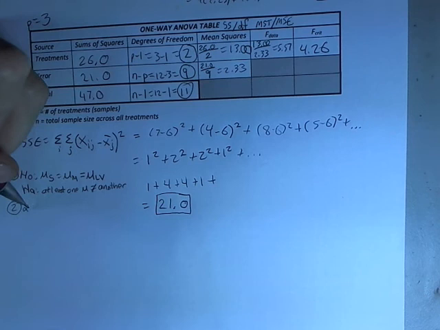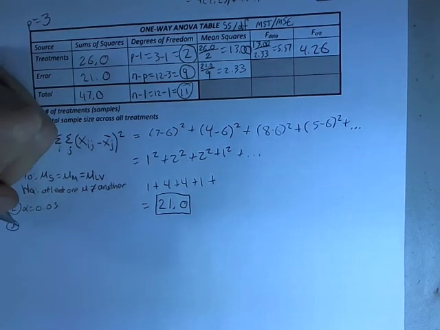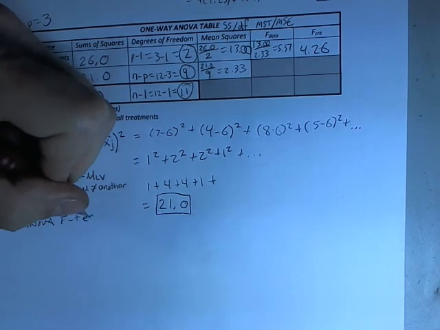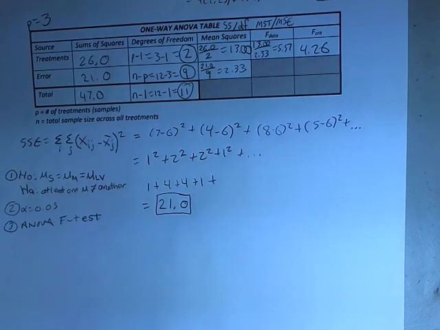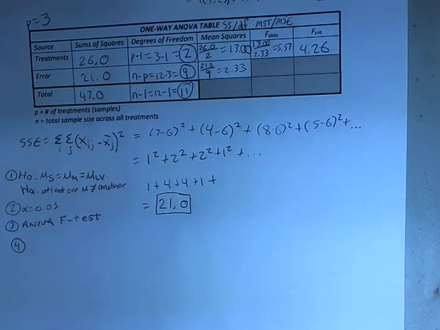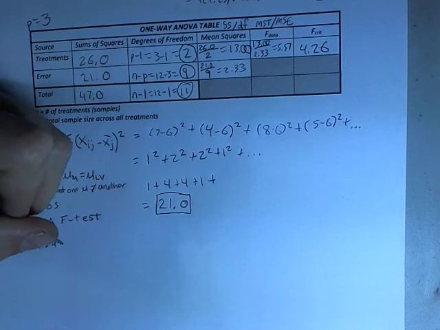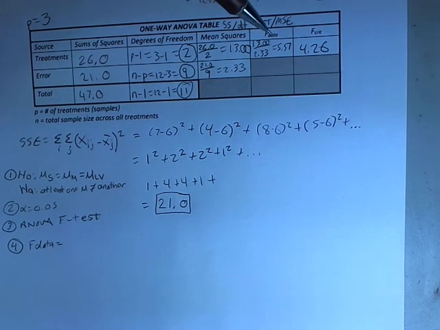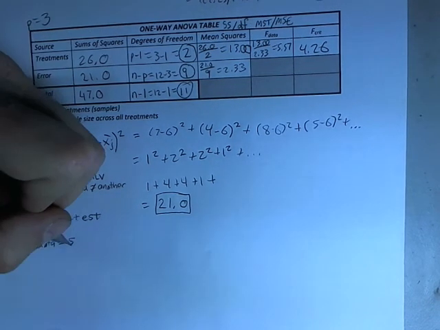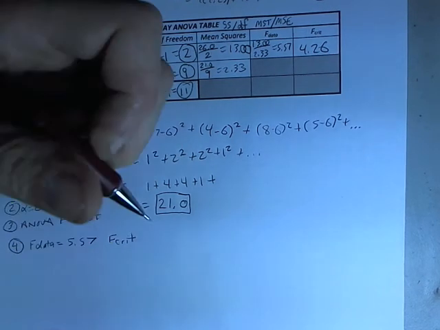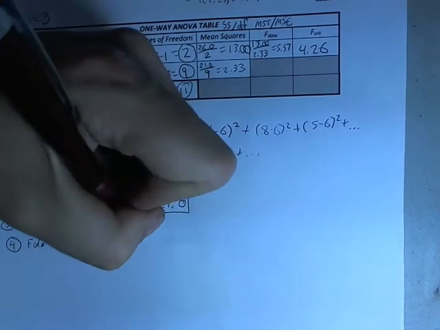So I'll go ahead and work my 7 steps for this test. The type of test we're going to use is a one-way ANOVA F test. And now for my data and crit values, I've already done all the hard work on those. So I look up here to my ANOVA table. My data value is 5.57. My crit value is 4.26.